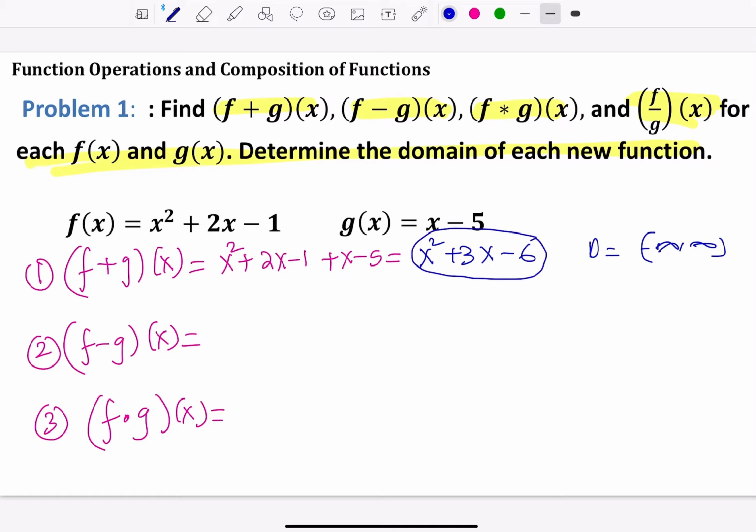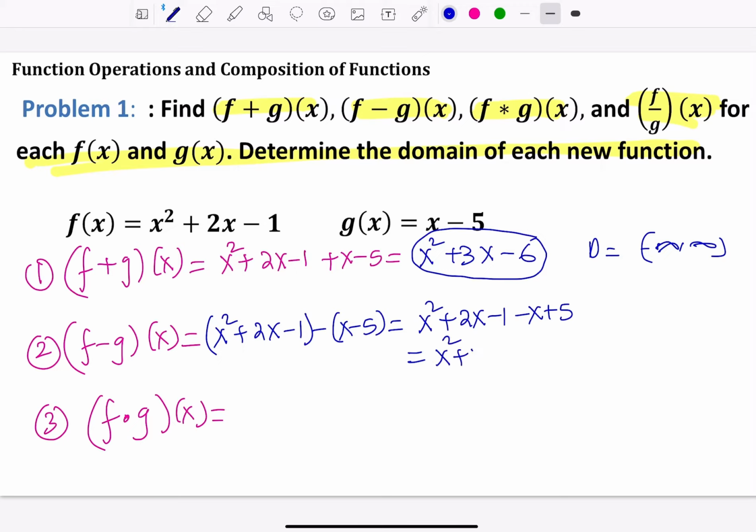f minus g of x, x squared plus 2x minus 1. Be extra careful. We're going to be subtracting the binomial, so make sure to put parentheses around it. x squared plus 2x minus 1 minus (x plus 5). So the subtraction function turns out to be x squared plus x plus 4. And again, the domain will be negative infinity to infinity.